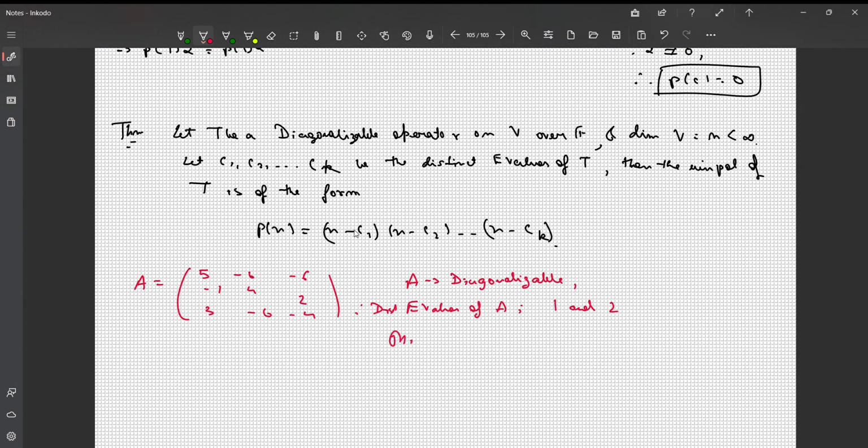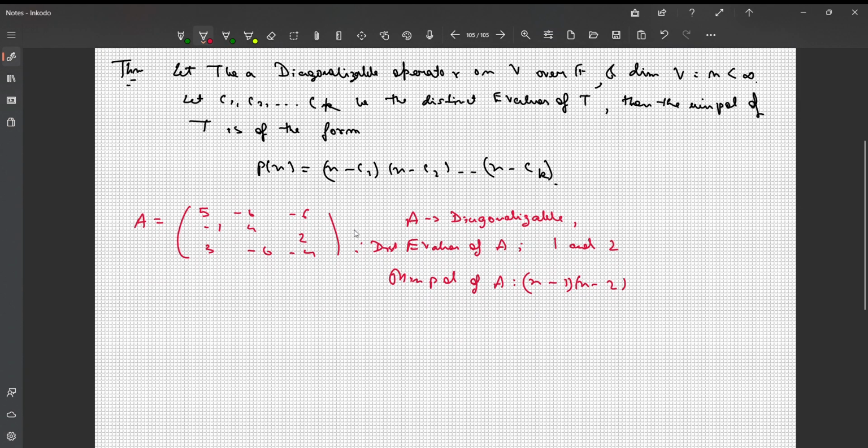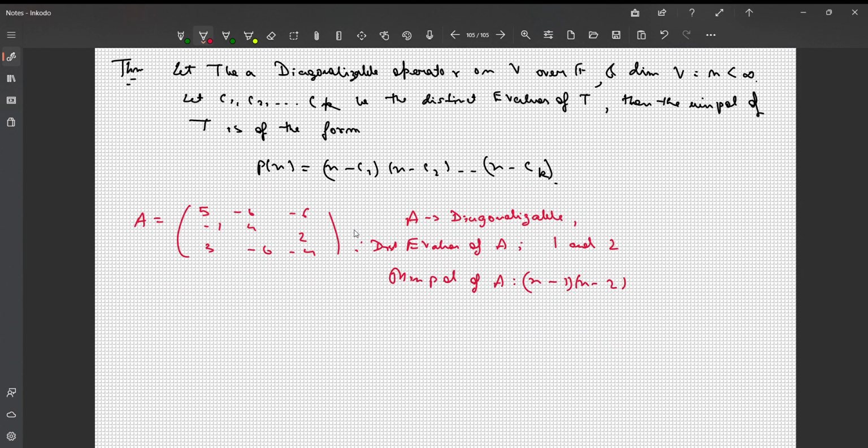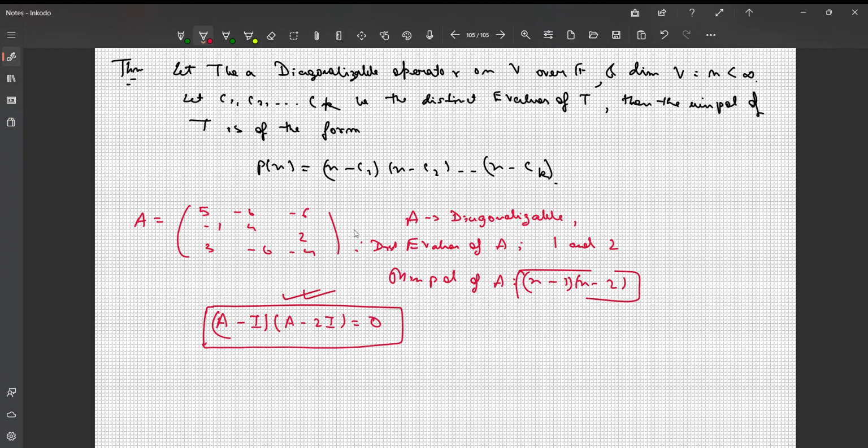So by the theorem we can say that the minimal polynomial of A is x minus 1 times x minus 2. And you can obviously observe the fact by just finding out that A minus I times A minus 2I equals 0, and that this is the least degree polynomial such that this happens.